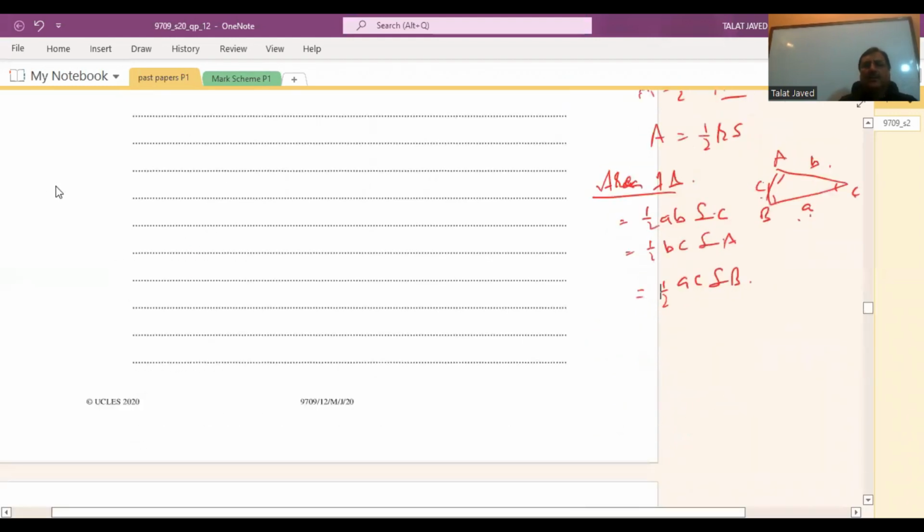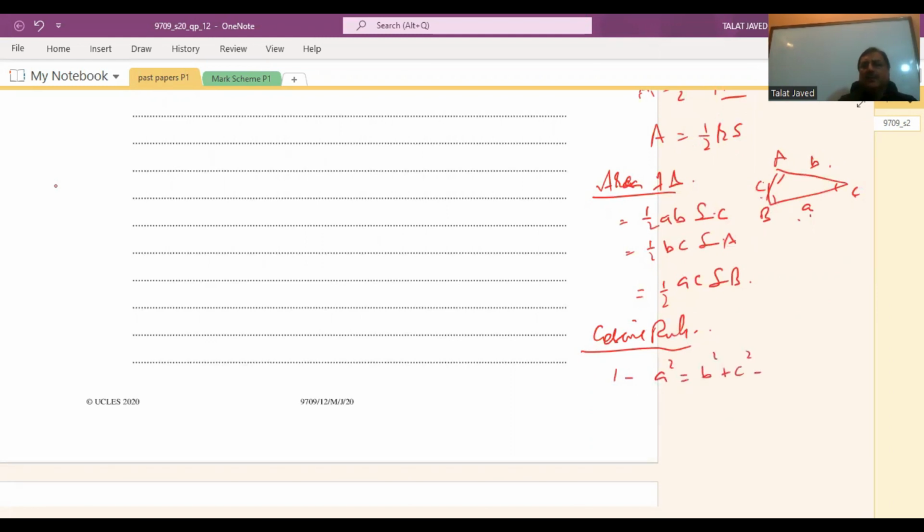Okay, you should know the cosine rule. Here we can write a squared equal to b squared plus c squared minus 2bc cos A. Similarly, b squared equal to a squared plus c squared minus 2ac cos B. And c squared equal to a squared plus b squared minus 2ab cos C, the square of the other two sides.